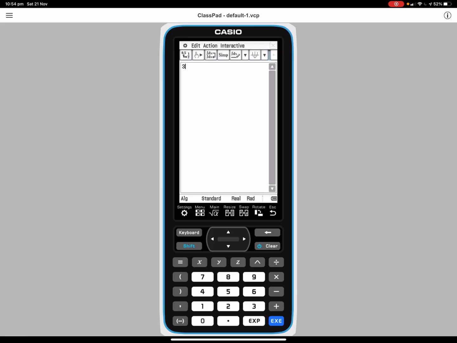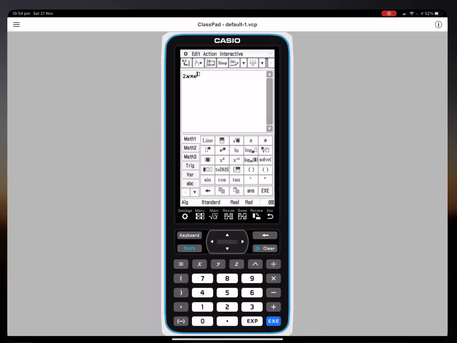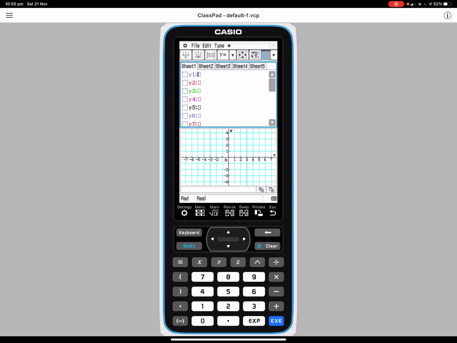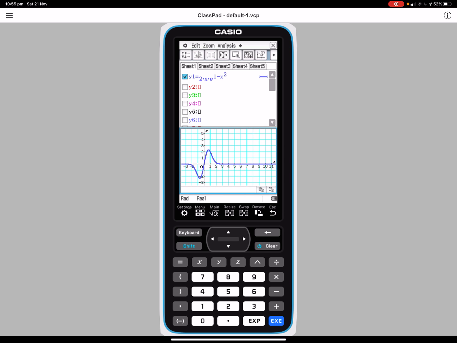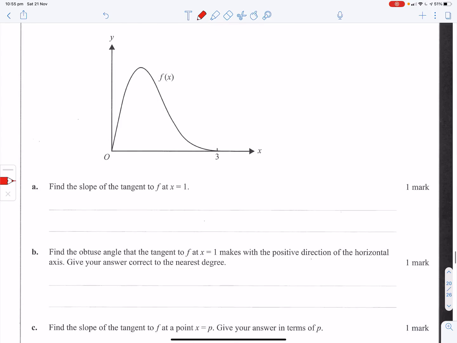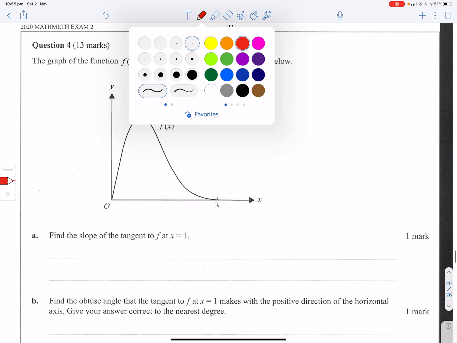2x times e to the 1 minus x squared. I'm going to define it as f of x. Let's go in and sketch it to make sure it looks the same. It's only defined between 0 and 3. Find the slope of the tangent of f at x equals 1.